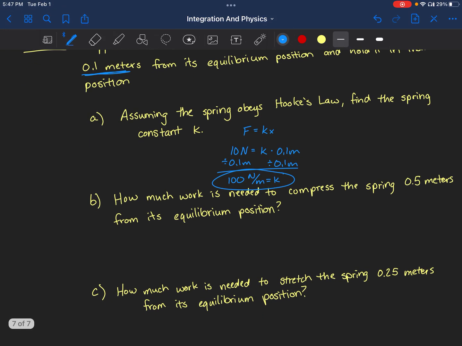From here, I want to talk about how much work is required or how much work is needed to compress the spring 0.5 meters from its equilibrium position. So we can imagine we have this spring and it's in its equilibrium position, and I want to compress it. I want to shrink it down by 0.5. Now, what that means is that if this is 0 at its equilibrium position, it's actually ending up at negative 0.5 as its resting position. I need to know that because if you recall from the last video, the work is defined as the integral from a to b of f of x dx, where f represents our force over x, the distance.